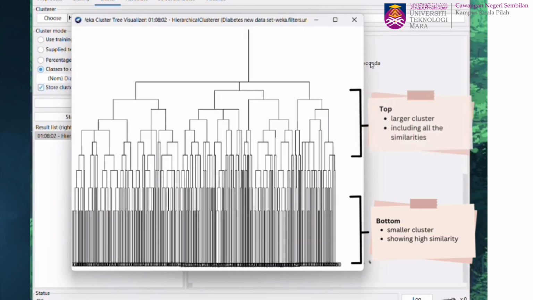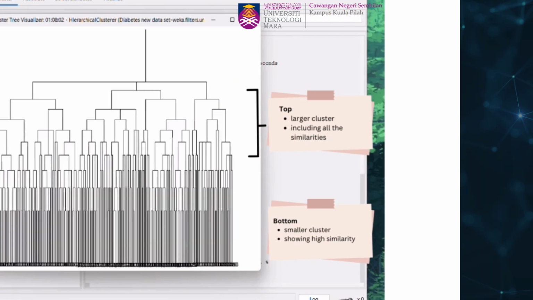As we move up, these small clusters merge to form larger clusters. At the very top of the dendrogram, the largest cluster forms, often encompassing all individuals with overarching similarities, such as those diagnosed with diabetes. These clusters represent the broadest grouping, showing how individuals with varying degrees of similarity can be grouped into larger categories based on their health attributes.